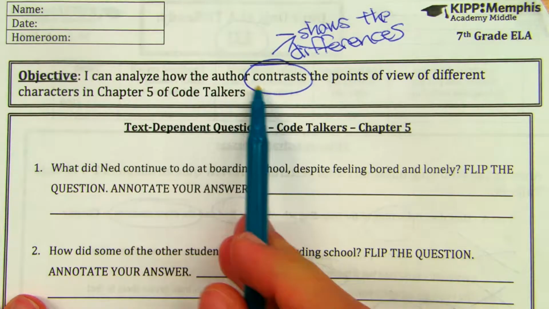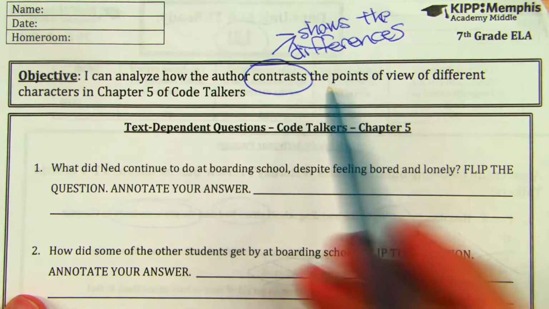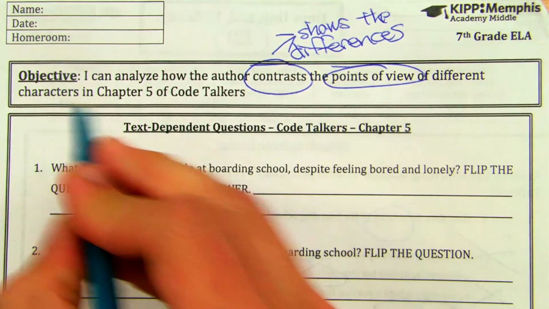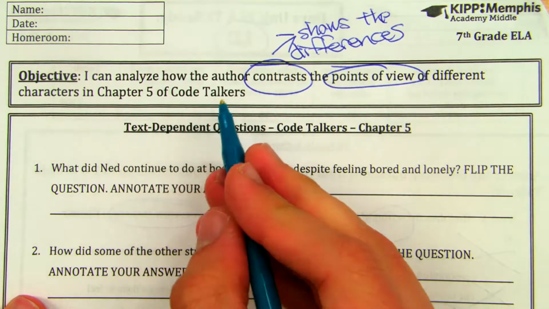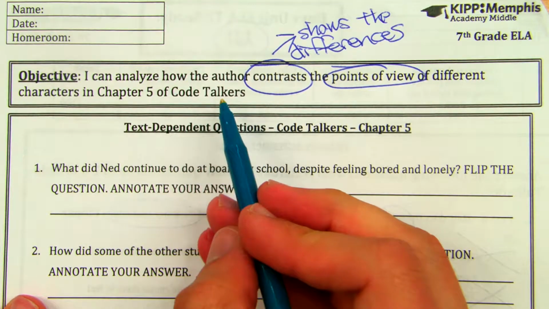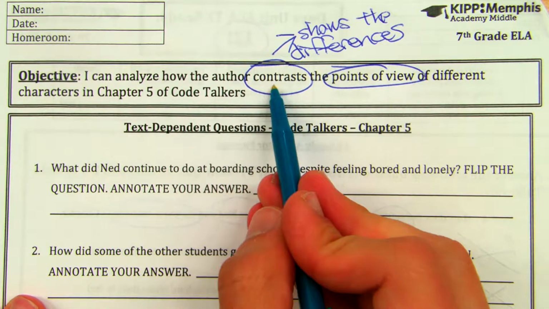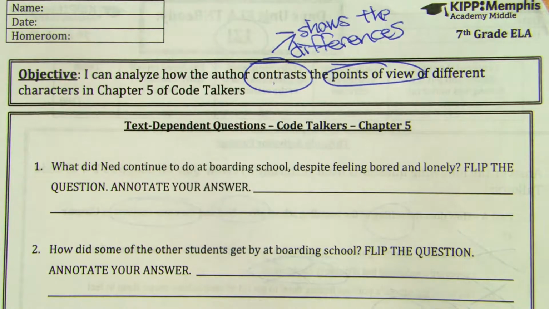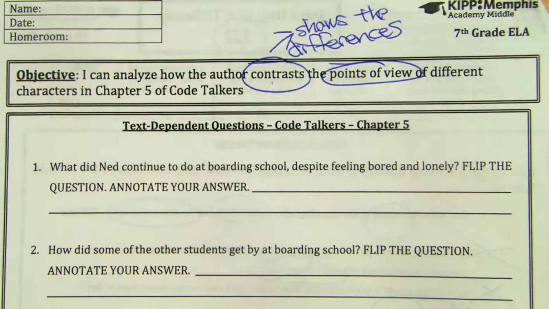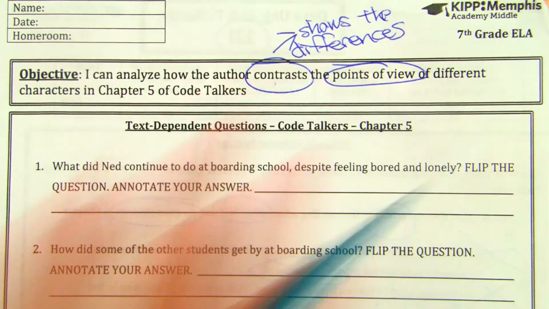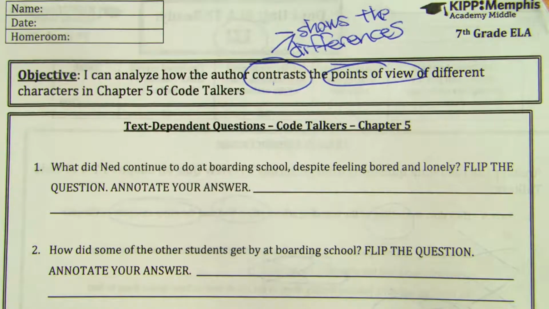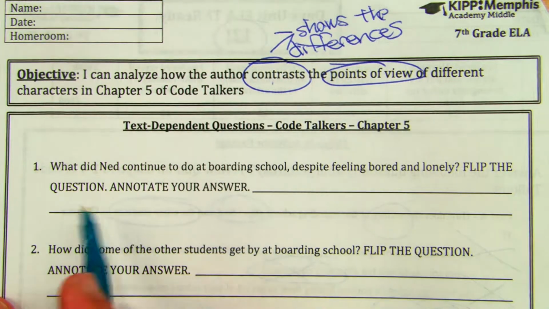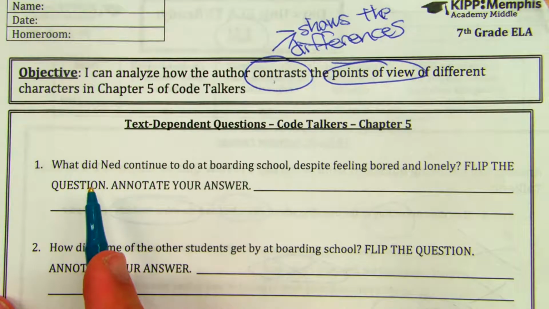I can analyze how the author contrasts to show the differences in the points of view of different characters in Chapter 5 of Code Talkers. You're going to see questions like this on i-Ready. They're asking you, how does the author contrast or show the differences between different characters' points of view? Today's lesson is going to be focused on that. So be thinking about Ned, be thinking about the different characters we meet in the chapter, and how their points of view, not how they're similar, but how they're what? How they're different. Let's go to TDQ number 1 and see what we're looking for.